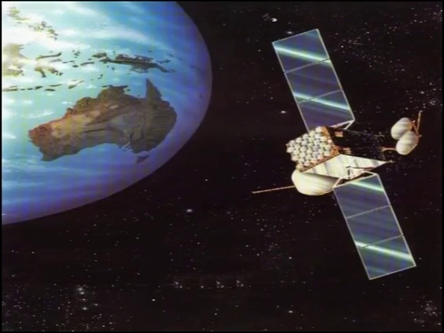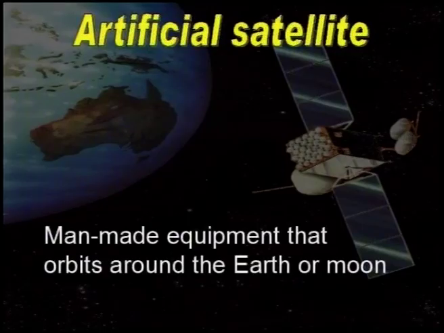Let's see what an artificial satellite is. An artificial satellite is man-made equipment that orbits around the Earth or moon. Receiving students in class, I hope you are taking down your notes. Right, that is an artificial satellite.